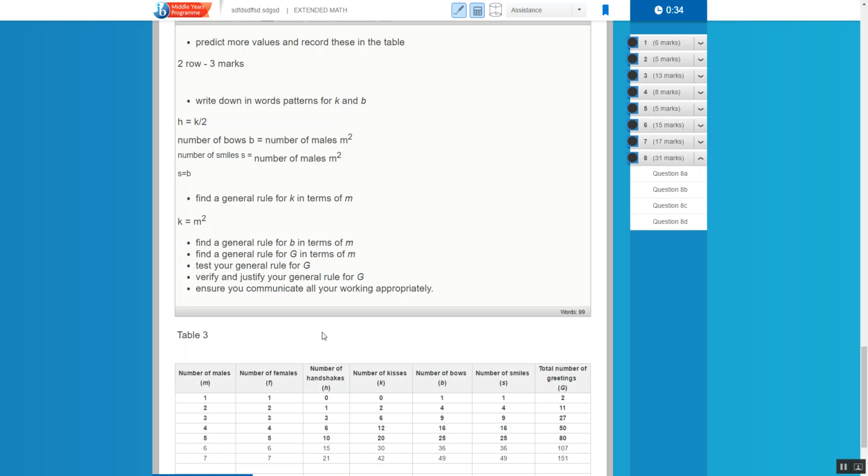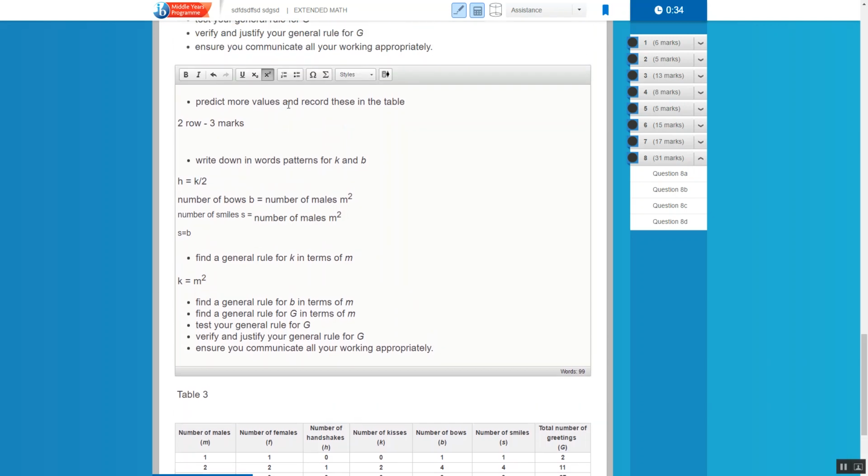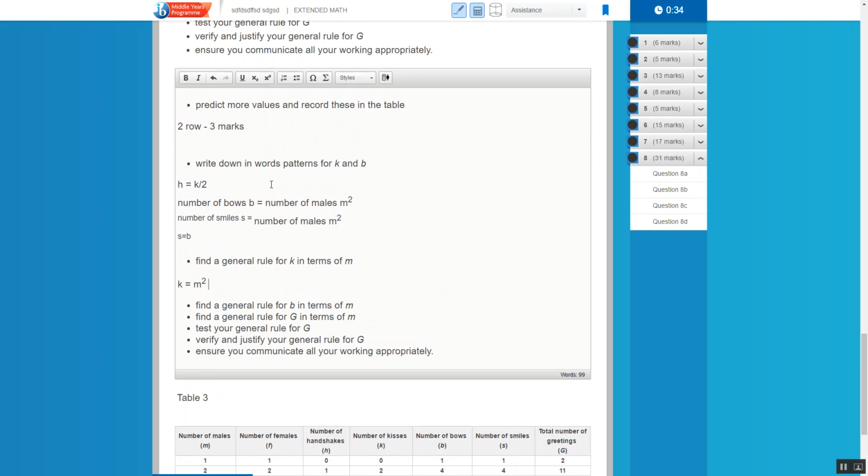So let's see. 0 take away 1 is negative 1. 2 take away 4 is negative 2. 6 take away 9 is negative 3, negative 4, and so on. So it's going down. Common difference of negative 1. So it's minus 1m. Look, guys, this is just what we did in class. Working out these sequences is nothing crazy here. Find a general rule for k in terms of m. All right, done that.